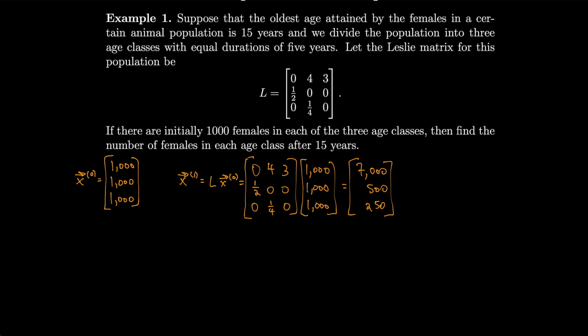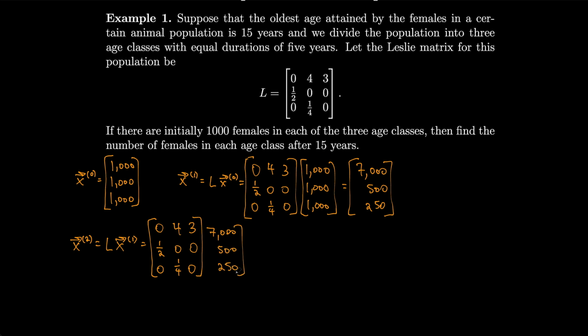So let's see what it would look like after 10. That'll be x2. So we'll take L times x1, and we get 0, 4, 3, half, 0, 0, 0, 1/4, 0. Multiply that by 7,000, 500, 250, giving us x2 as 2,750, 3,500, 125.